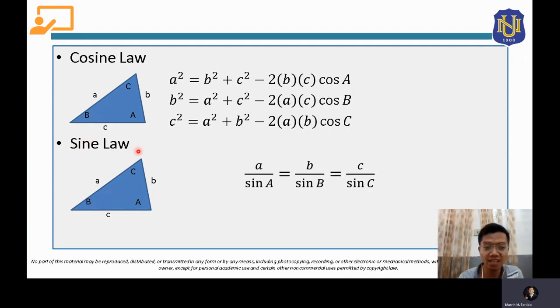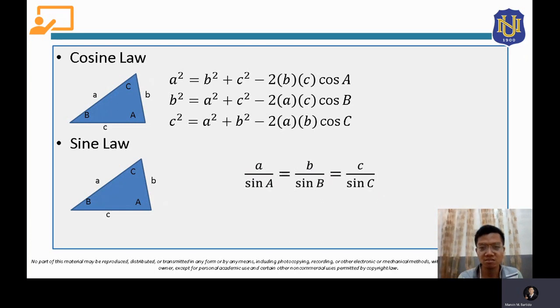And you can also use sine law, by using this formula. So this is A over sine A is equal to B over sine B, and that is also equal to C over sine C. So this side of the triangle over the sine of the angle opposite to that side will just be equal to this side of the triangle over the angle opposite to that side. Whatever side is in the numerator, the angle in the denominator should be the angle opposite to that side. So it's the same here. No? So we can also use this sine law depending on the available given.